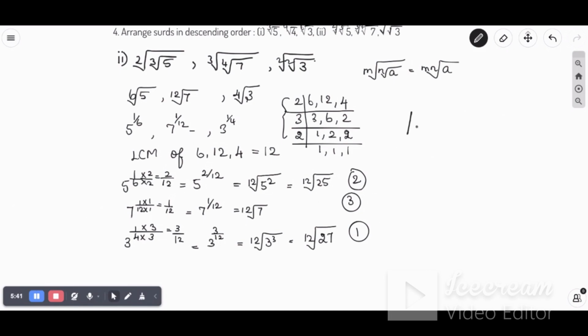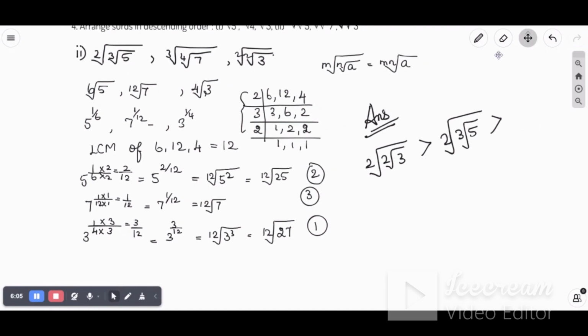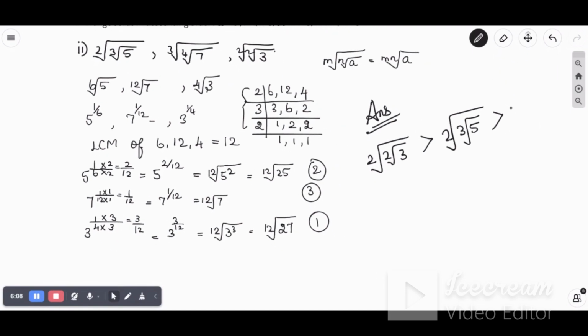So your answer will be, write your last number, which is 2 to the root of 2 to the root of 3. If you want, you can put your greater than symbol also. And then your first one. So the first one is 2 to the root of 3 to the root of 5. And then your next biggest number is, you have to write your next number, which is the middle number. The middle number is nothing but 3 to the root of 4 to the root of 7. So this is how you write your answer.